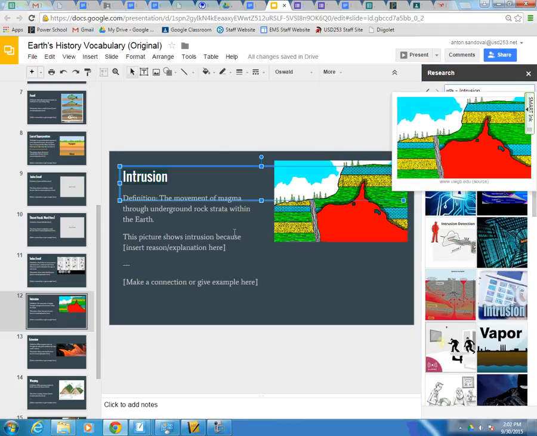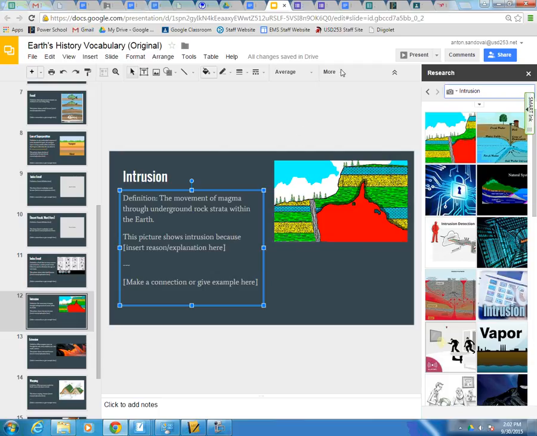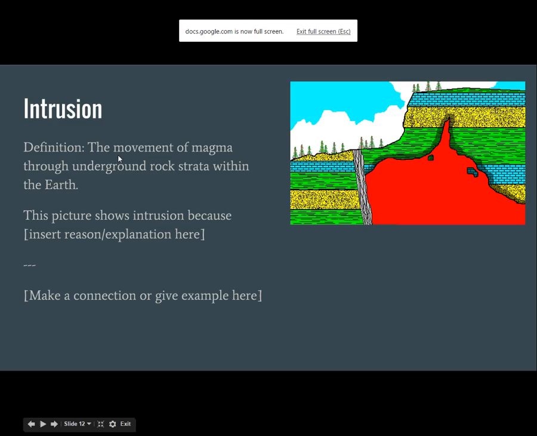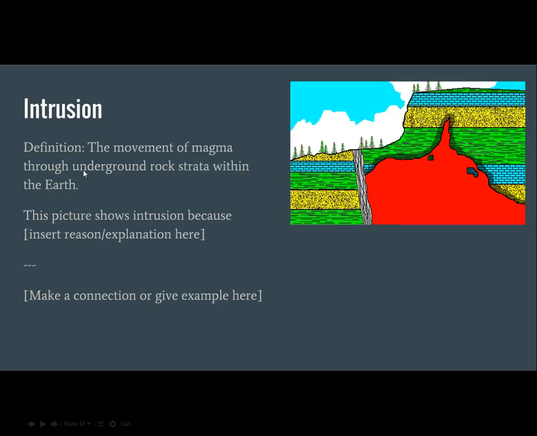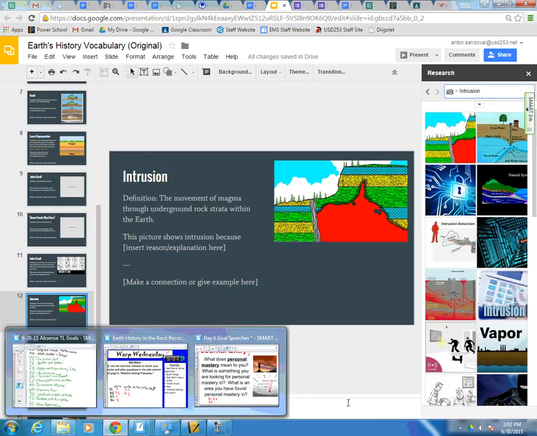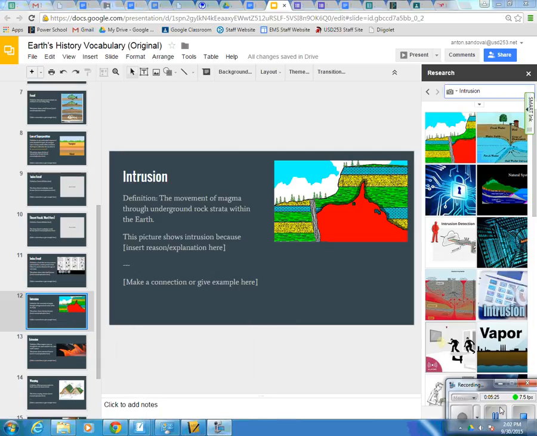Okay? All right, so here is the definition of intrusion. Intrusion is the movement of magma through underground rock strata within the Earth. And this picture shows intrusion because we see here this red stuff. We see this magma intruding into the layers. So that is intrusion. The magma goes up into the layers and it melts some of those layers. So that picture shows intrusion because the magma goes up into those layers.